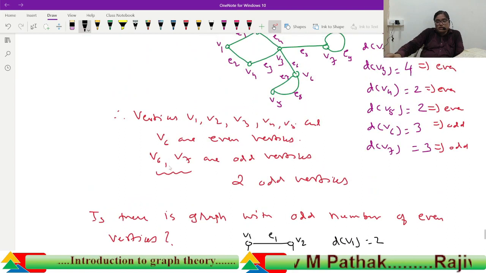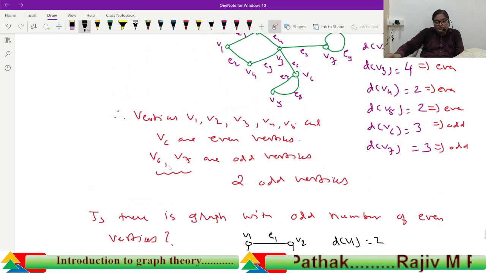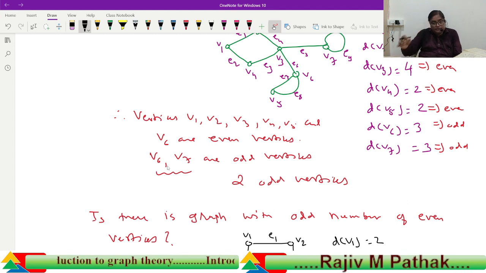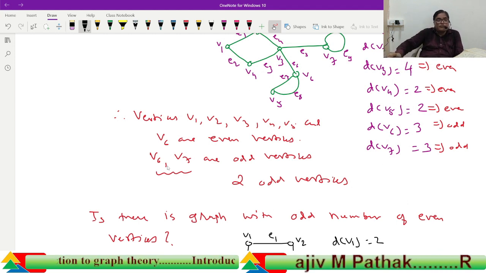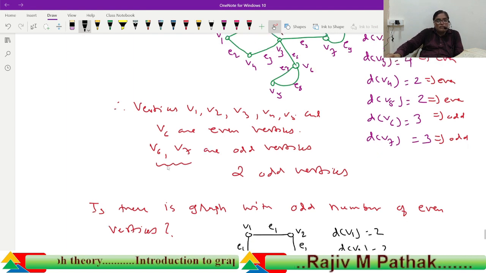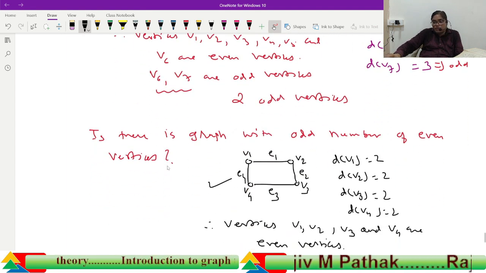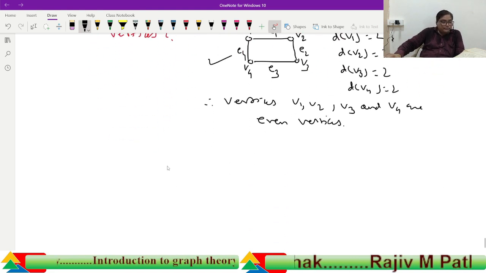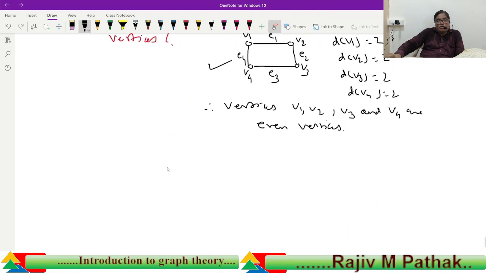So, understood this concept, student? Is the concept clear? Just tell me yes or no immediately. Yes. Okay, good. So this is about the even and odd vertices.